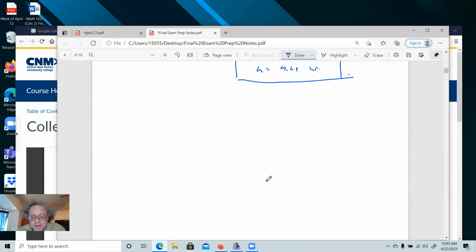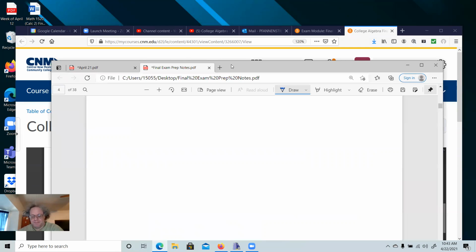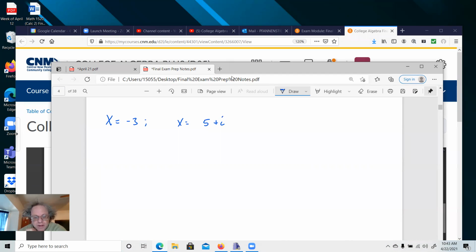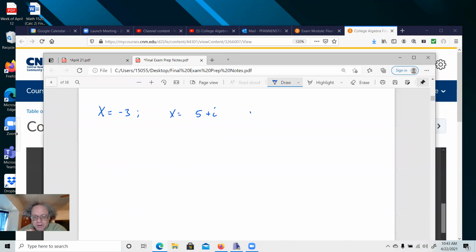So let's go ahead and have a look at what we're given. We are given that x equals -3. We also have x is equal to 5 plus i, and we know that the y-intercept is 10. One of the things that you know, right? If there's a 0 at 5 plus i, there's a 0 at 5 minus i. The zeros always come in conjugate pairs.